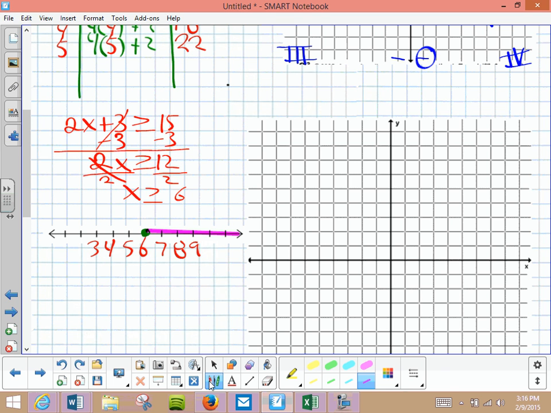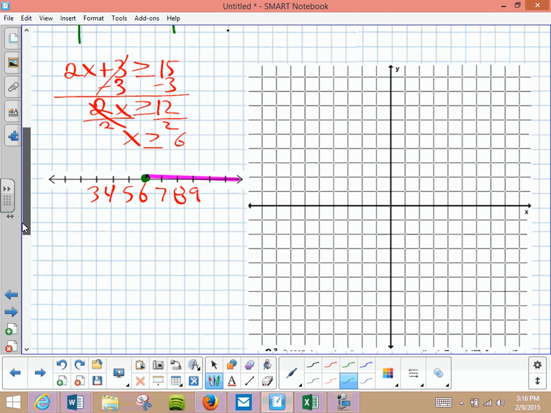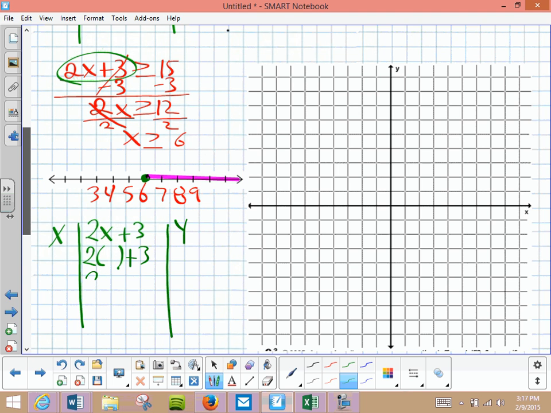Okay, so now that we have that, we're going to move on and create our table, right? X. We're going to use this, 2x plus 3. And then y. 2 parentheses plus 3. 2 parentheses plus 3. And 2 parentheses plus 3, right? If we get our numbers, which numbers are you using? 6, 7, 8, right?